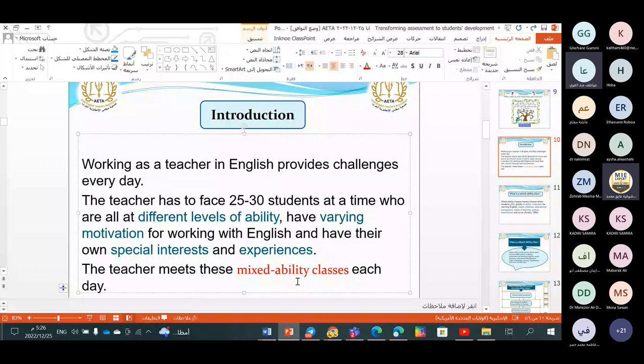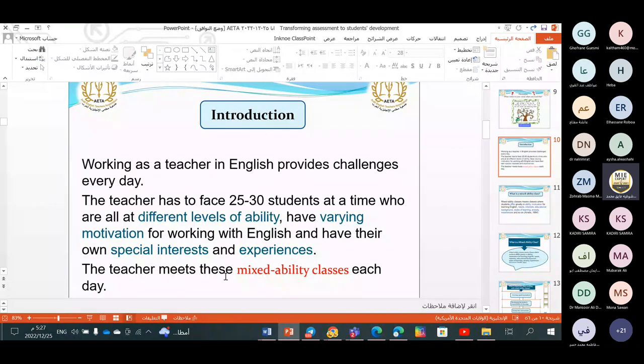A mixed ability class is when we have different mindsets and different learning styles of the learners, such as audible, kinesthetic, visual, because the learners don't have the same mindsets, don't have the same level of understanding, and with multiple intelligences, each student can understand in his own way. Each student can learn differently from the other. So for this reason, we must go down to the students and consider their differences. We have a diverse class.